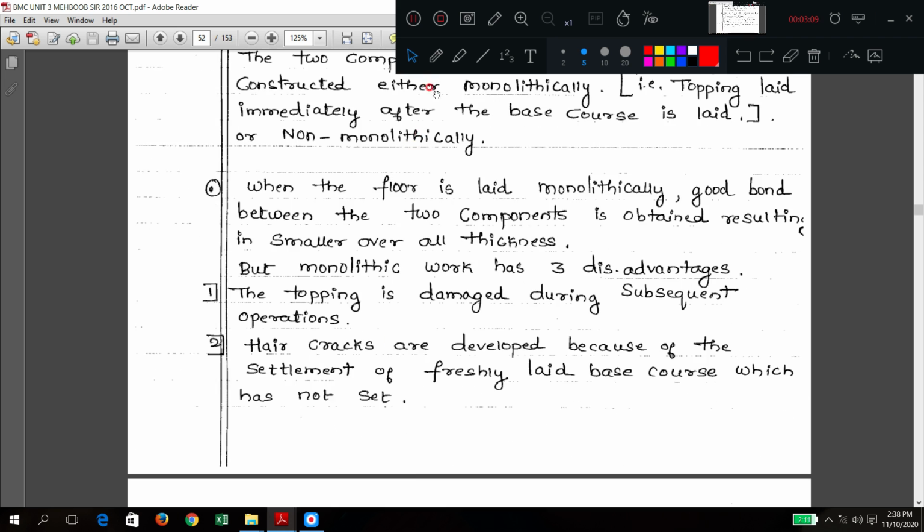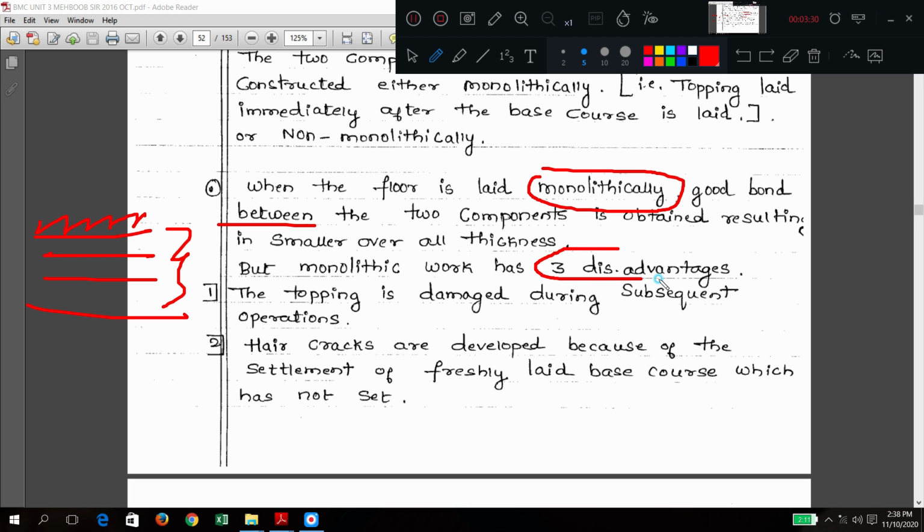Now here, advantage and disadvantage. What is the advantage? In monolithic construction, there is a good bond between all the layers, because the cement concrete is fresh and you are pouring the concrete at the same time, immediately after one layer, so you get a good bond. But you have a disadvantage. The topping may get damaged, the top layer may get damaged during the next operations. Very important, because it is fresh and you are not giving subsequent time, sometimes it may break. Second, very important, hair cracks may come.